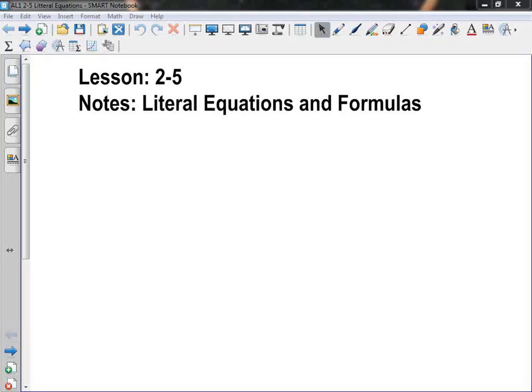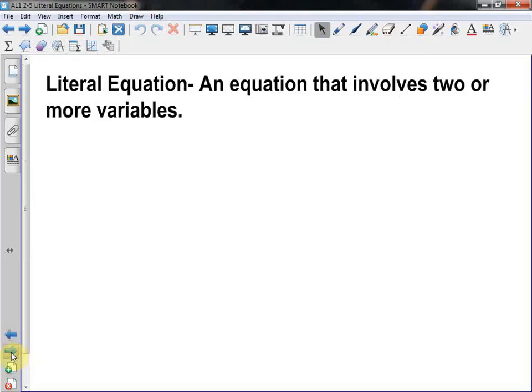Okay. Today in Algebra 1, we're covering Lesson 2.5, which is literal equations. Literal equations are equations with two or more variables. Solving these will follow the same rules as one-step and two-step equations. Same rules. The only difference is we can't do the same type of math with them, which means we can't simplify them to make smaller numbers. And that's what's going to throw most people off.